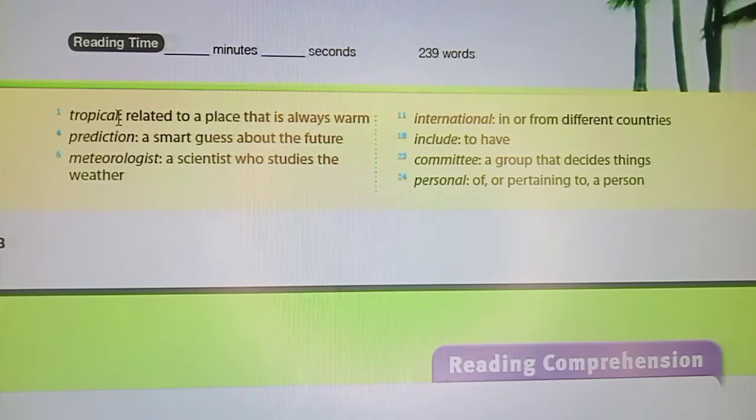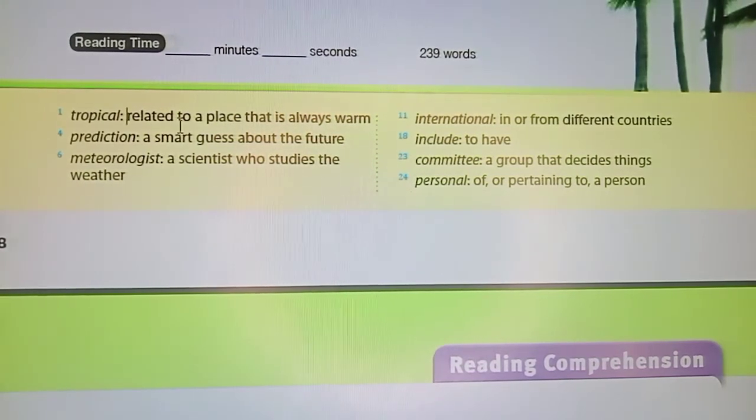Tropical. What does it mean, tropical? So, related to a place that is always warm. Related to a place that is always warm as tropical. Prediction. Smart guess about the future. So, smart guess about the future, it's prediction.